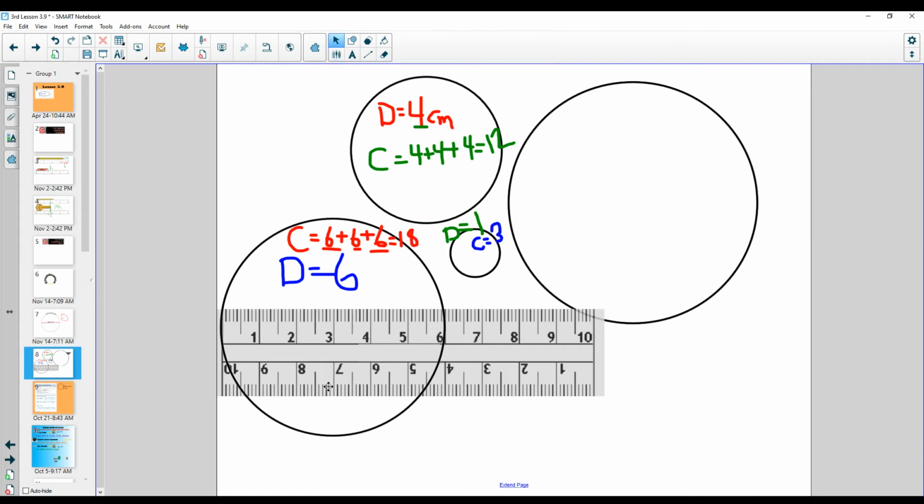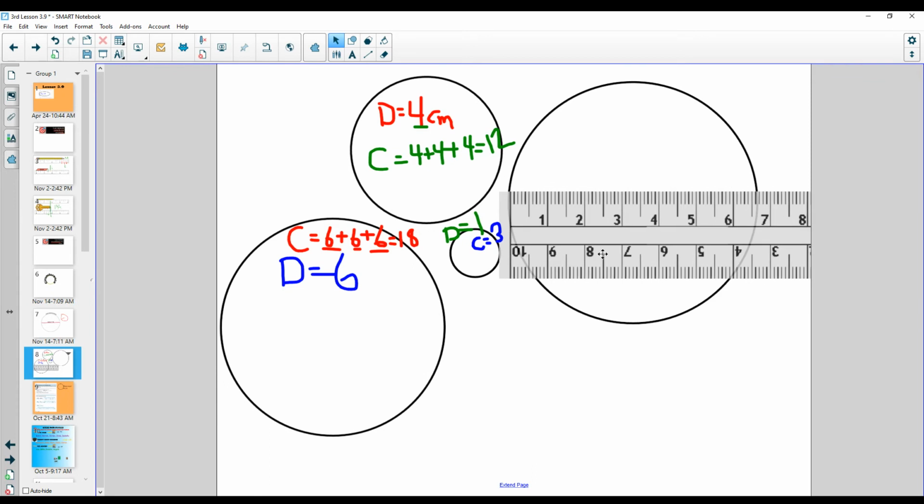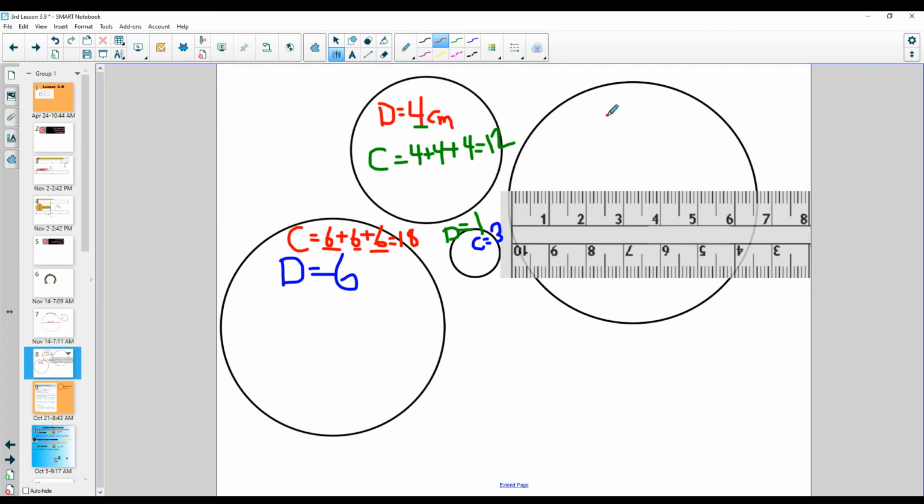All right, we have one last big circle. Let's find the diameter. Oh my goodness, this one is halfway. This is 6.5. The diameter equals 6.5 plus 6.5 plus 6.5. Oh my goodness, I am stretching my brain today. All right, let's do it.